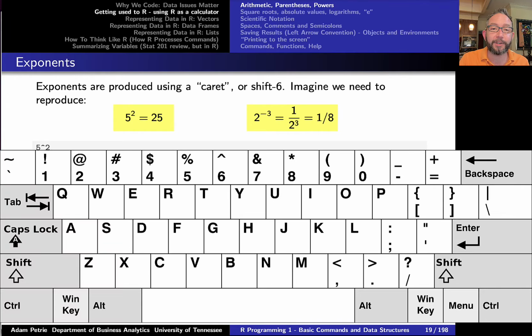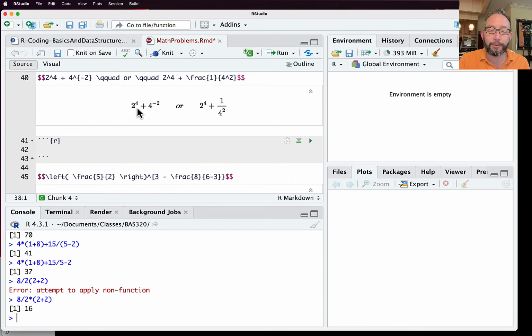Well, what we're going to do is we're going to use the caret symbol, the shift 6, to represent that exponentiation. So let's imagine we wanted to evaluate 2 raised to the 4th power, and then add that to 4 raised to the minus 2 power. And if you remember your laws of exponents, raising something to the minus power is essentially the same as taking the reciprocal of that quantity raised to the positive power. So 4 to the minus 2, same thing as 1 divided by 4 squared.